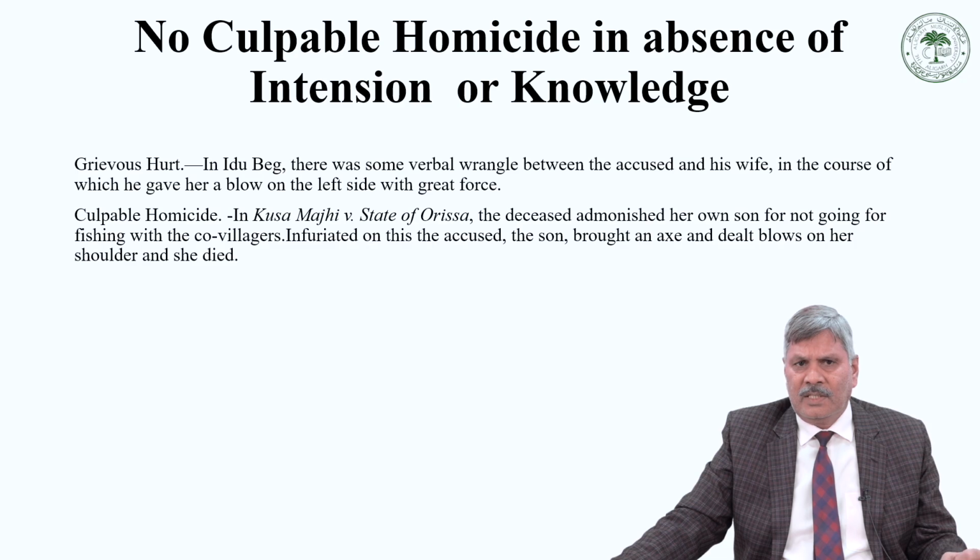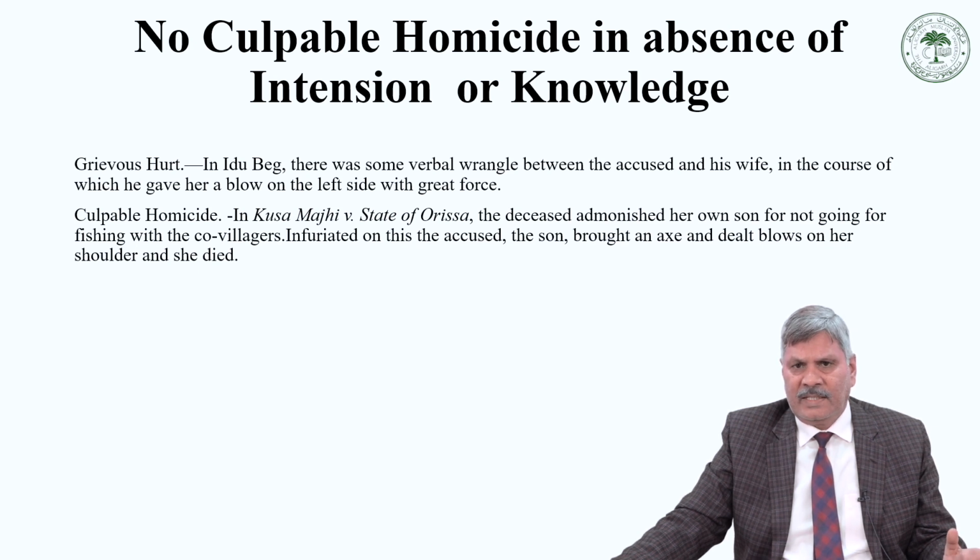In Kusa Majhi versus State of Odisha, the deceased admonished her own son for not going for fishing with the co-villagers. Infuriated by this, the accused, the son, brought an axe and dealt blows on her shoulder and she died. There was no pre-plan or premeditation. The blows were not on the neck or head region. The accused dealt blows likely to cause bodily injury which was likely to cause death, and he dealt blows on the spur of the moment and in anger. Therefore, it was held to be a case of culpable homicide falling under this section.